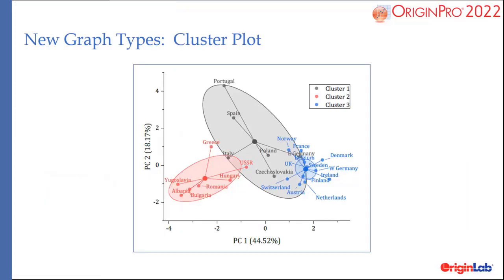We have also added a cluster plot, where the centroid of the cluster can be plotted along with the line from the centroid to the individual points. This is particularly useful for representing results from principal component analysis.